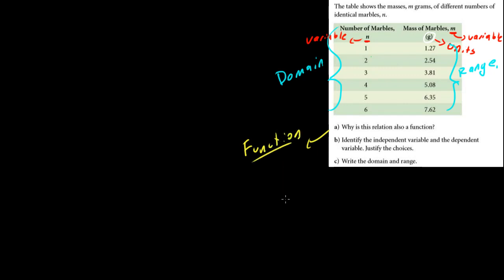Later on, we'll come up to a certain type of test that we can perform on a graph to figure out if a relation is a function. But for right now, function. And I always like to just say there's no repeated domain values.